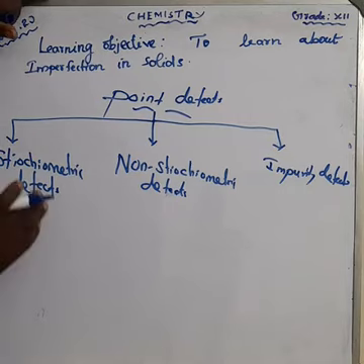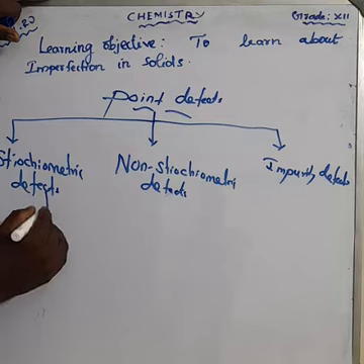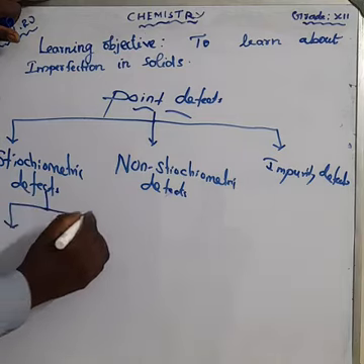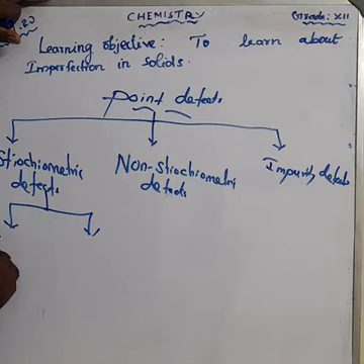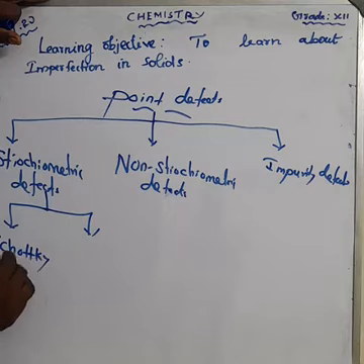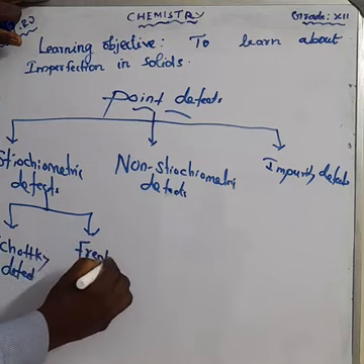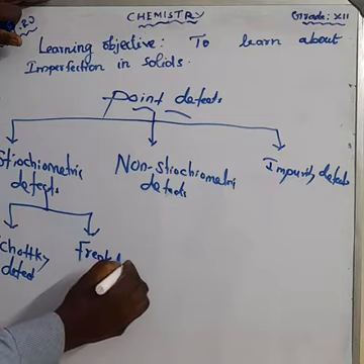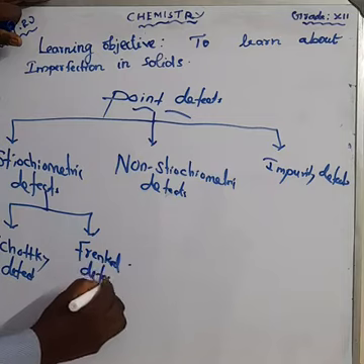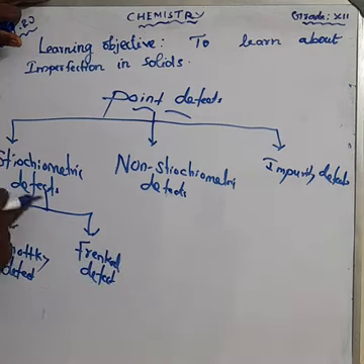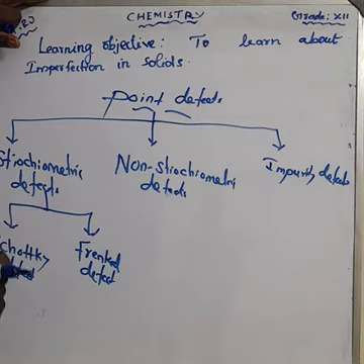The stoichiometric defect is again classified into two types. One is the Schottky defect. Next one is the Frenkel defect. The stoichiometric defect is again classified into two types: one is the Schottky defect, and another one is called the Frenkel defect.